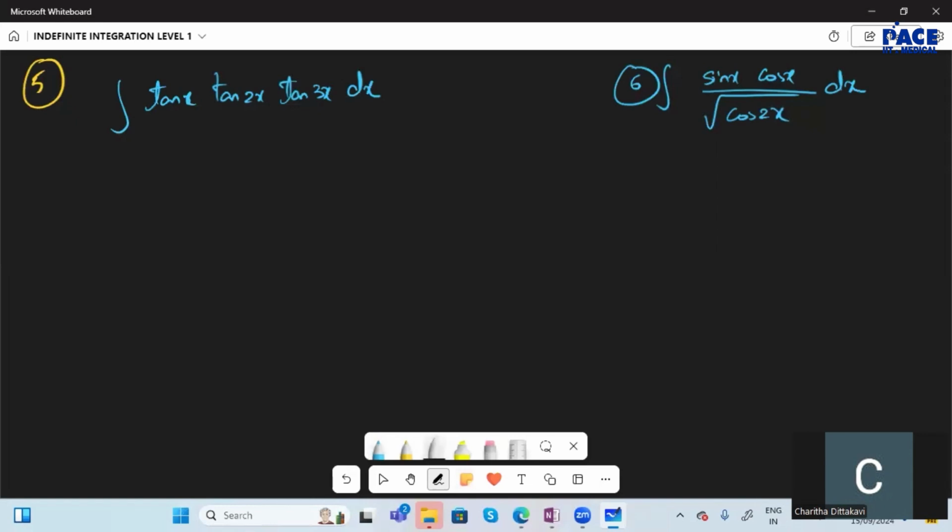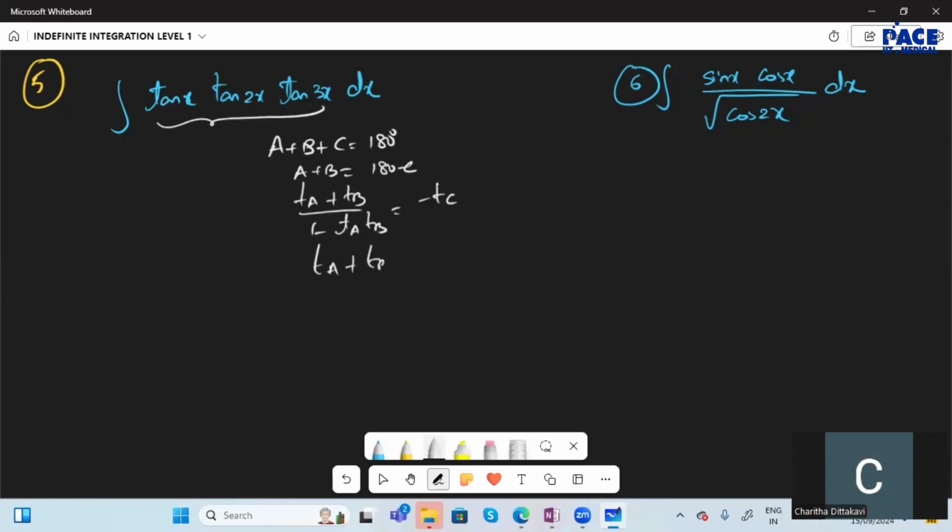Now, observing the question, tan x, tan 2x, tan 3x dx. So this has got a trigonometry base there. So a rule based on trigonometry. Remember, if A plus B plus C equal to 180 degrees, so obviously A plus B equal to 180 minus C. When you apply tan on both sides, you get tan A plus tan B by 1 minus tan A tan B, which is nothing but minus tan C. Now all these get multiplied there, and you just get tan A plus tan B plus tan C is nothing but your tan A tan B tan C.